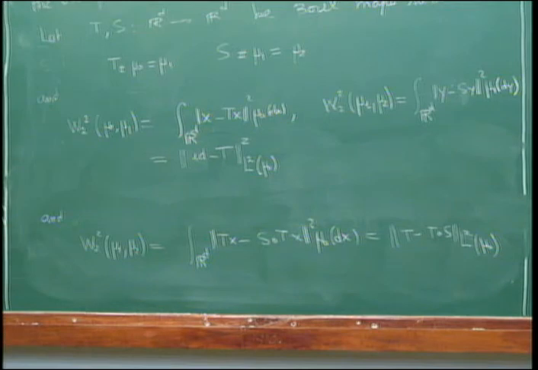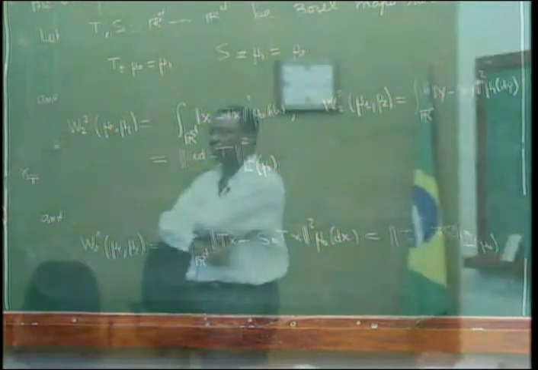So I stated the corollary where I said the optimal gamma in the Kantorovich problem is gamma T, where T is the unique optimal map in the Monge problem. And so this is another way to say that the Monge cost and Kantorovich cost are the same. So these T and S are such that they realize the Wasserstein distance.